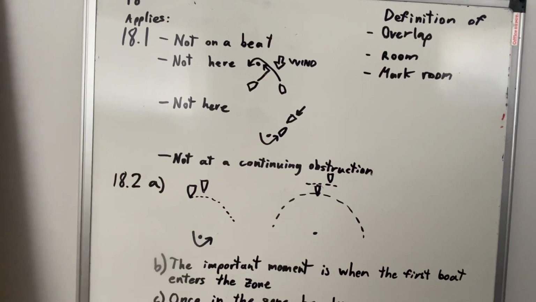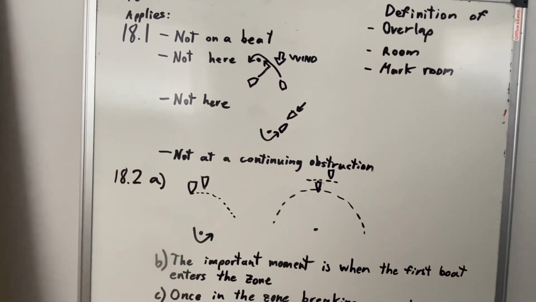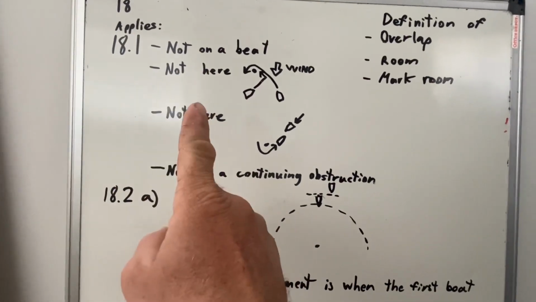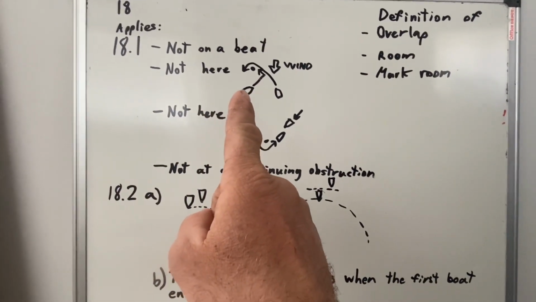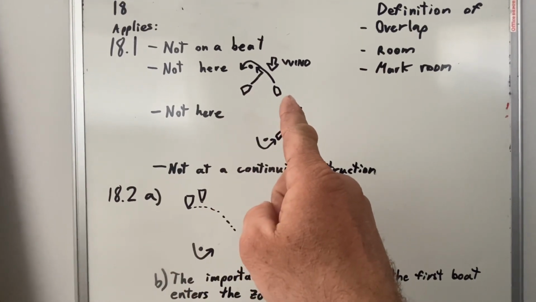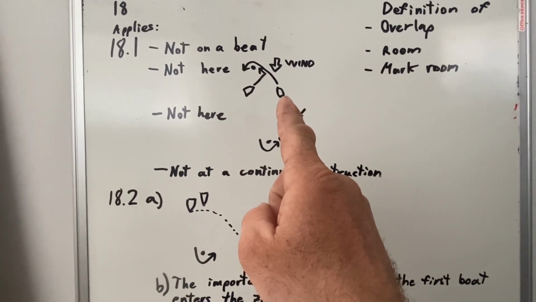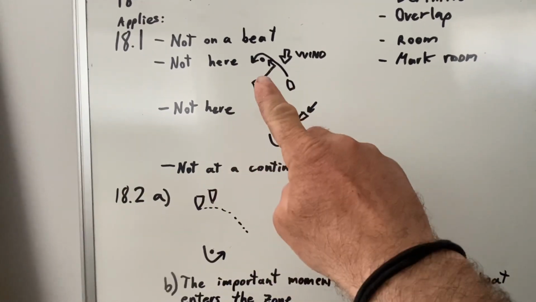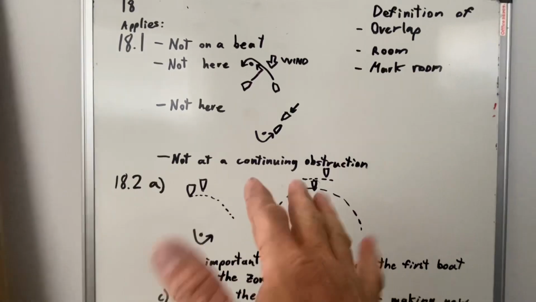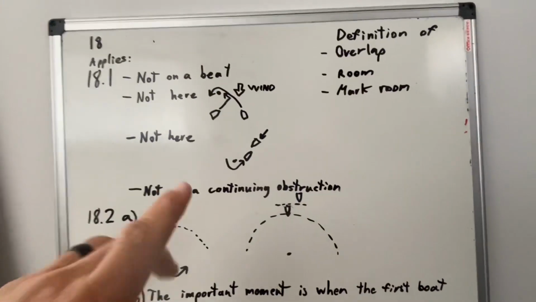Then 18.1 talks about when Rule 18 applies. So not on a beat to windward, not when one boat is going to have to tack to make the mark and the other boat can just sail straight to the mark, except that after this boat tacks in the zone, then 18.3 applies. So that's a little bit misleading.